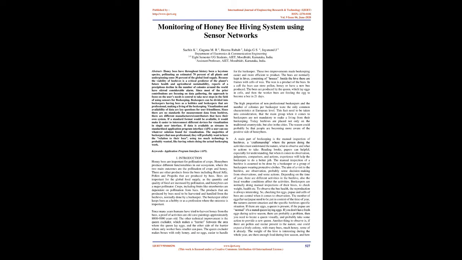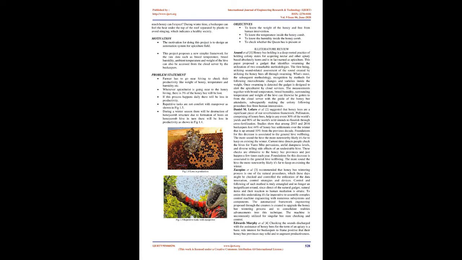The manual inspection of a beehive is assumed to be done by a beekeeper or a group of beekeepers wearing protective clothes. The aim of a visit to the beehive are observation, probably some decision-making from observations, and some actions. Depending on the time of year, there are different activities in the beehive, also the local weather conditions affect the activities. Beekeepers are normally doing manual inspections of their hives, to check weight, health etc.